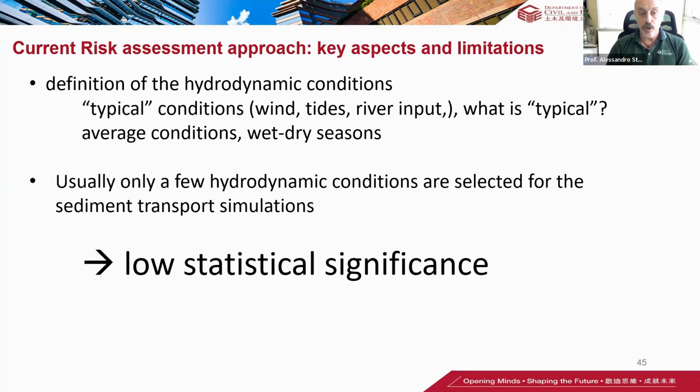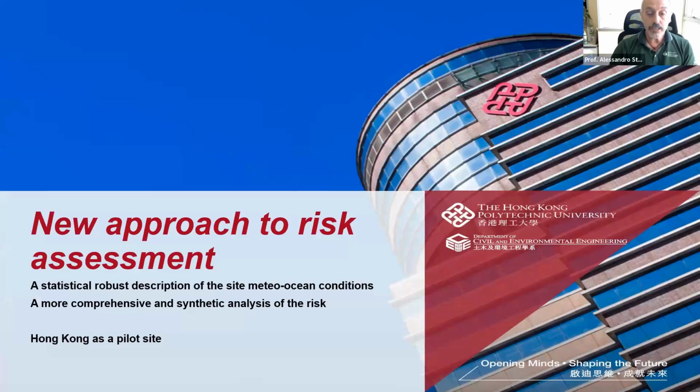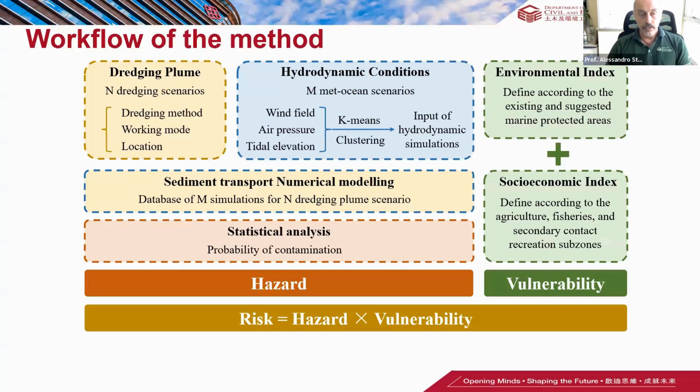So what is the main problem here? The hydrodynamics that you are reproducing have a very low statistical significance. And if the hydrodynamics has a low statistical significance, the risk assessment that you are producing has a low statistical significance. So how do we try to improve this? Well, this is the workflow, and I will try to go into a little bit more detail of the methods, the approach that we are suggesting.